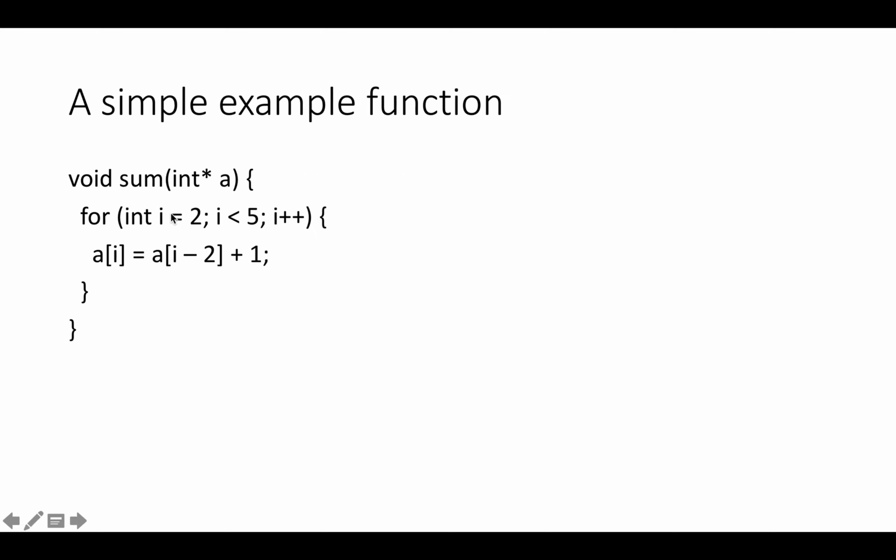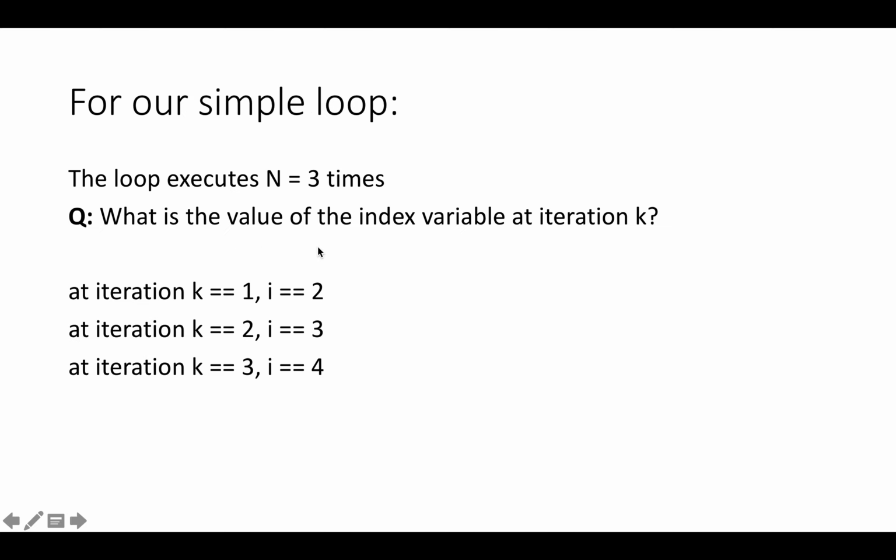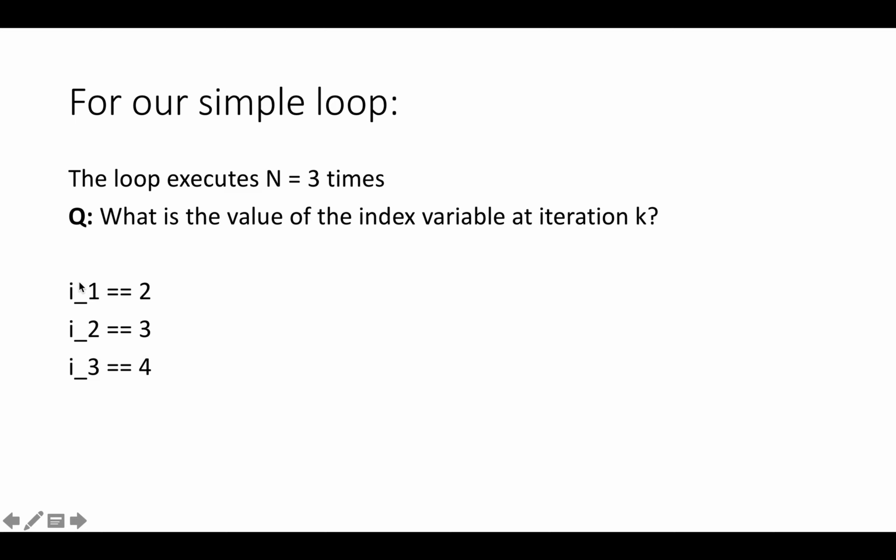So just to remind ourselves, the loop is for int i equals 2; i less than 5; i++, and then this inner statement. So the loop is going to execute 3 times, right? We're going to have the i values 2, 3, and 4, and then when we get to 5, we'll break out of the loop. So at iteration 1, we have i equals 2, at iteration 2, we have i equals 3, at iteration 3, we have i equals 4. So in general, we can use this notation, i_1 is 2, i_2 is 3, and i_3 is 4. And in general, i_k is k plus 1.